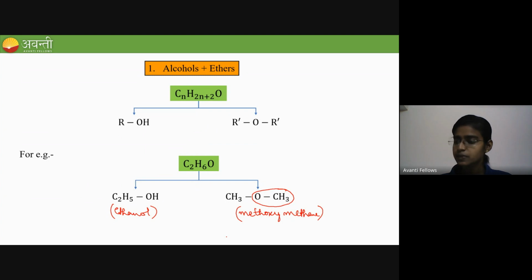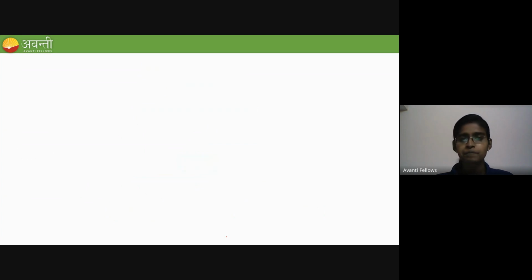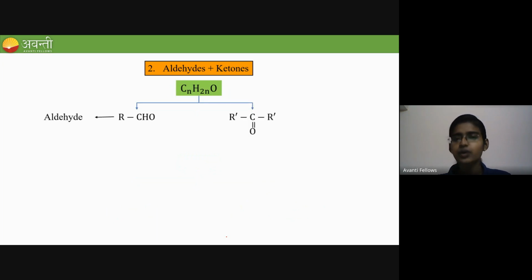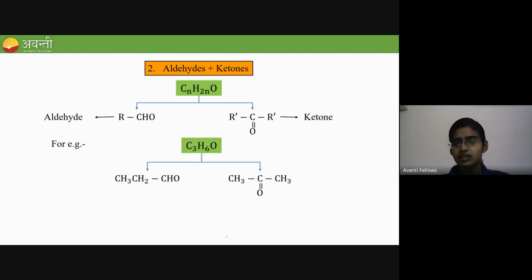So what is the next pair, students? It is aldehyde and ketone, right? So RCHO is aldehyde and RCOR is ketone. And the example is the same here. One is propanal and the other one is propanone. So this is called propanal, and this is your propanone. Formula is the same, functional group differs. One is aldehyde, the other one is ketone.